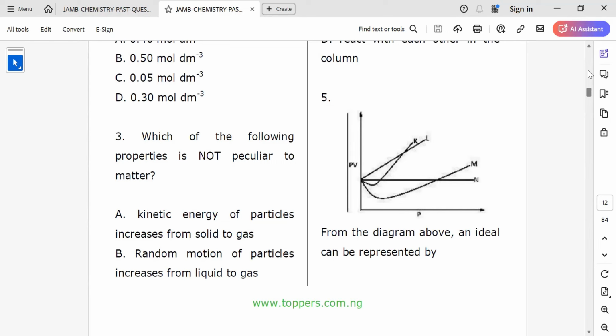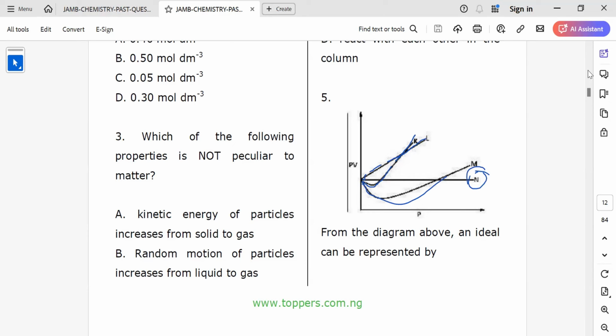When you say ideal, it means a situation where there is no deviation. Here we have different gases: gas K, L, M, and N. Let me start with gas K. It started from here, but it deviated. This one also moved in this direction, and this one also moved this way. You can see that it is only N that moved straight without any deviation, without increasing or decreasing. So the ideal situation is gas N.